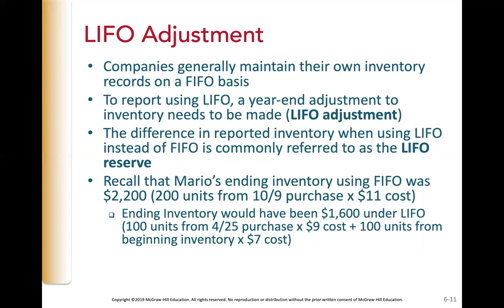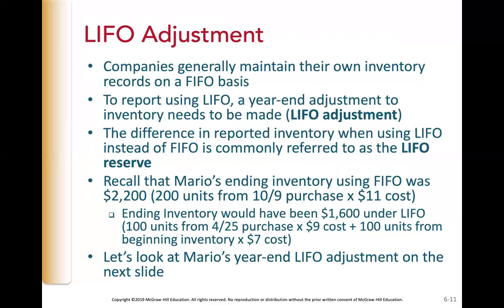It would have been 100 units from the 4-25 purchase at a $9 cost, plus 100 units from beginning inventory at the $7 cost. Remember, with LIFO, you're starting at the bottom and working your way up as you sell them. So your ending inventory consists of your oldest items, which would be your beginning inventory and the 4-25 purchase. So how do we adjust from the FIFO ending basis of 22 to the LIFO ending of 16?